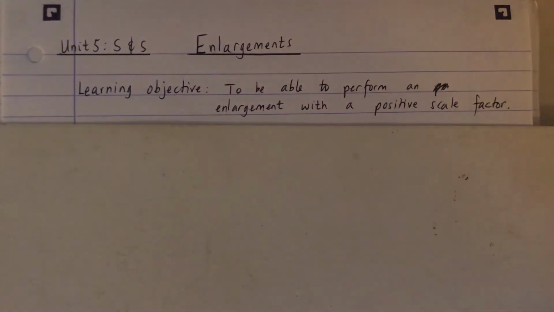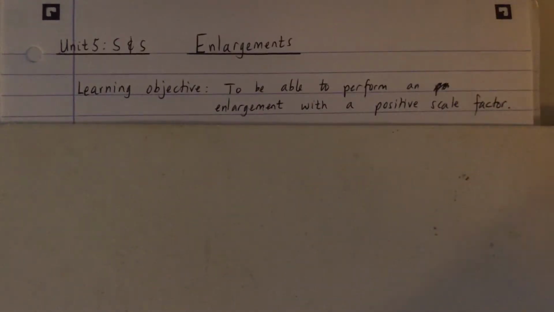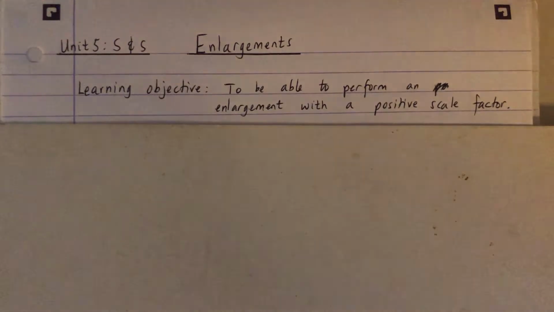Good morning, Year 10 mathematicians. Just going to continue with Unit 5, Shape and Space. Another geometrical transformation you need to know about. It's called an enlargement. The main objective today is to perform an enlargement with a positive scale factor.